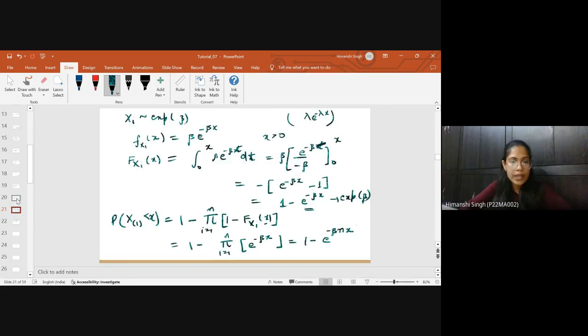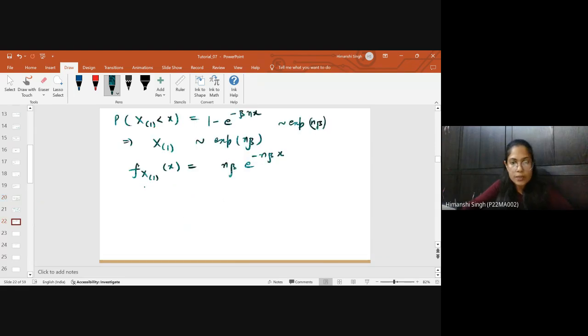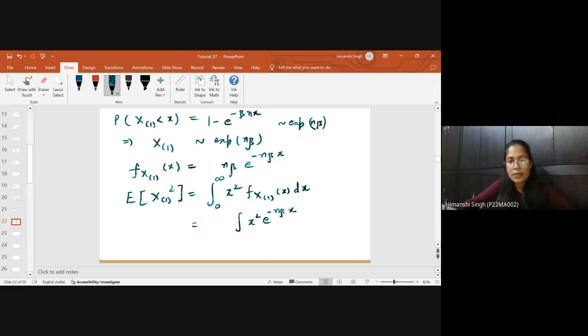Now, what I need to find out is the expectation of x1 square. So the expectation of x1 square will be the integration over x square times f of x1 dx, and the integration is running from 0 to infinity. So it will be the integration of x square e to the power minus n beta x times n beta dx.